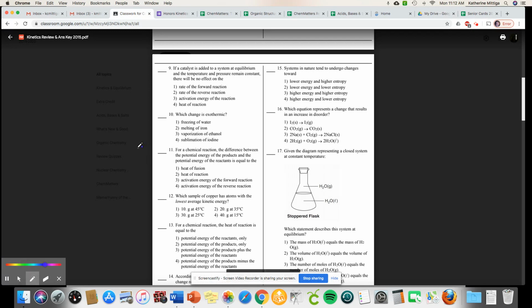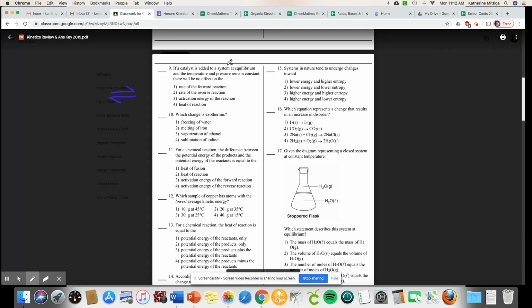If a catalyst is added at equilibrium, what does that mean? Well, at equilibrium, you have a forward reaction and a reverse reaction. So if you have temperature and pressure remaining constant, what is going to happen? There will be, oh, okay, I need to reread this. I thought I knew the question, but I got to read it again.